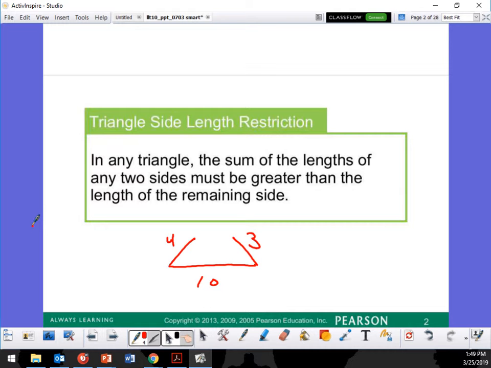So 5 and 5. No, it cannot be equal. If it was 5 and 5, it'd be 10 here, and it'd be 5 here, and then 5 here. That would just be a line on top, right? So that would be equal. That would be line segments. Oh, that's another 5. Sorry. There we go. So that would be two line segments that are equal. That's not a triangle. So it has to be greater than.